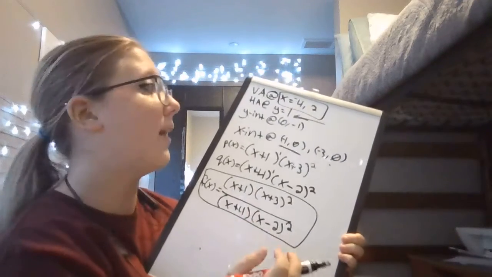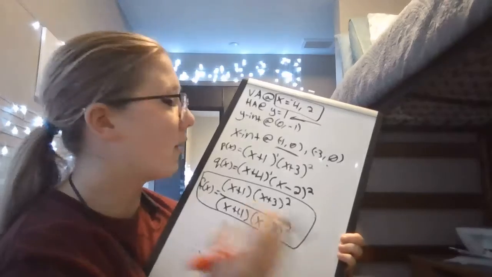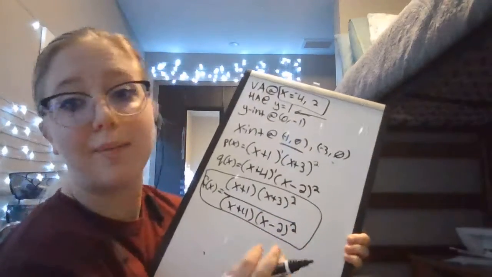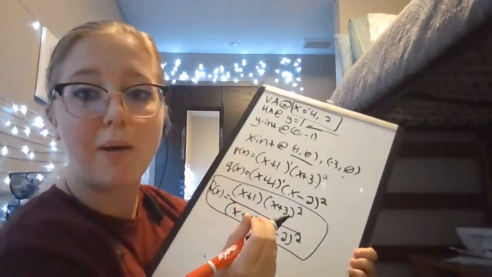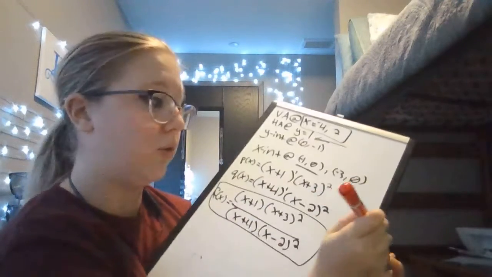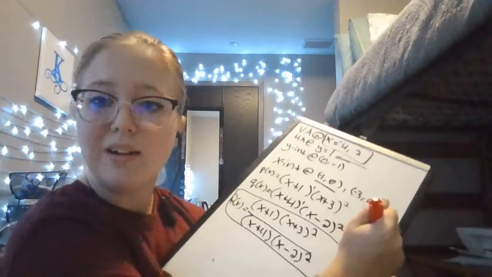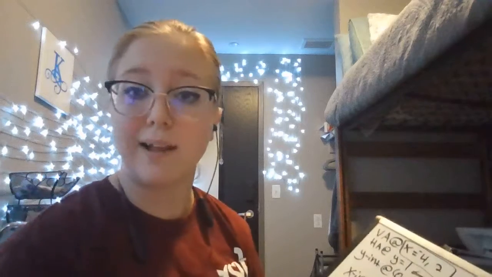But if you had a horizontal asymptote at, say, y equals 2, then you would have to put a 2 at the top. So keep that in mind when you do your test or any other homework using this. Just know that you're not always going to be done at that point.